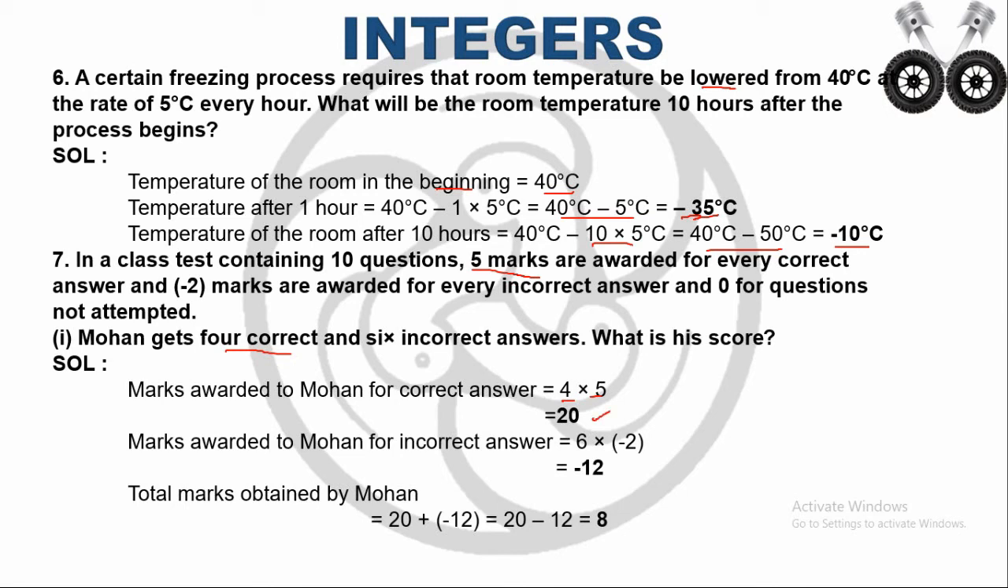For incorrect questions, how many incorrect questions did Mohan attend? 6 incorrect questions. Each question carries minus 2 marks. So 6 into minus 2 is minus 12. How many marks did Mohan get for incorrect answers? That is minus 12. What is the question asked? What is his score? We have to find the total marks. So 20 plus minus 12. Here plus and minus are together, so I have to change the sign: 20 minus 12, which is equal to 8. So the total mark obtained by Mohan is 8.